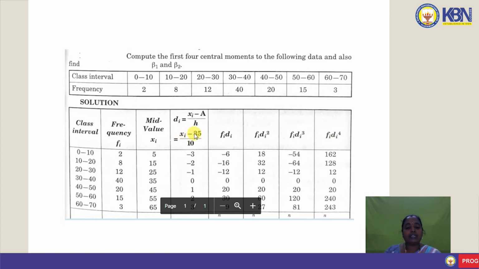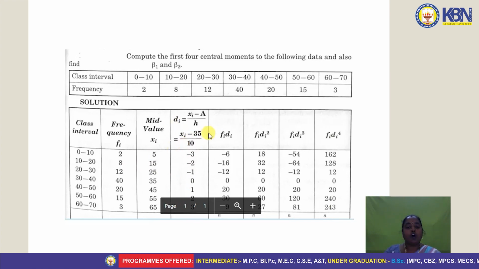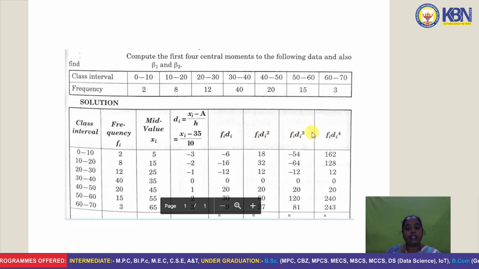That is (xi minus 35) by 10. For the first value, (5 minus 35) by 10, we get minus 3, and for the second, (15 minus 35) by 10, we get minus 2. Similarly we find up to the last value. After finding the di values, we calculate fi di square, fi di cube and fi di power 4 for the 4 moments.